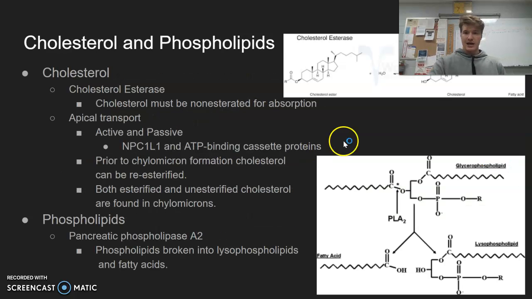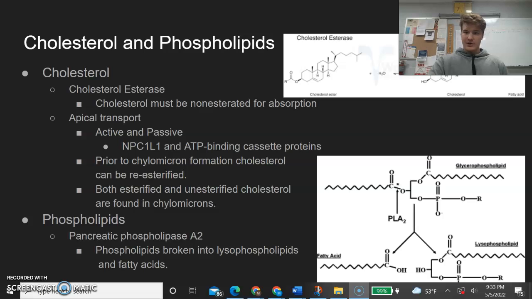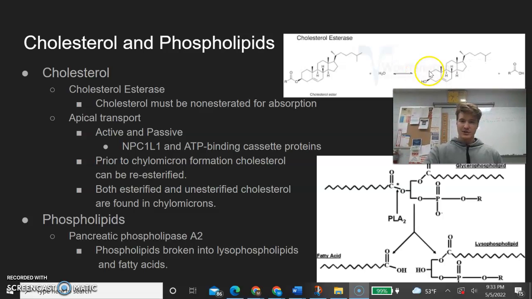So moving on to the next slide, I'll move my face down here real quick so you can look at these. But cholesterol and phospholipids, these are our next two classes of lipids. So cholesterol cannot be absorbed from the small intestine as esterified cholesterol. So the pancreas releases cholesterol esterase, which will break off that ester linkage, as we can see up the top, to allow for cholesterol absorption.